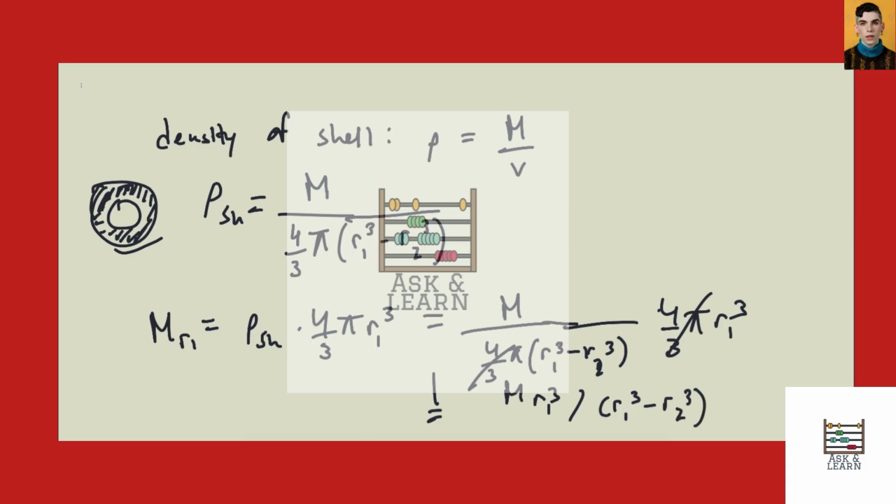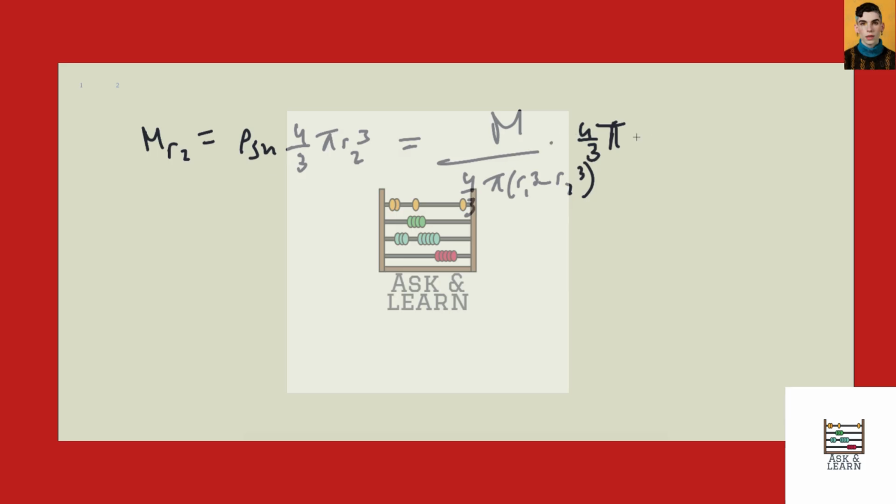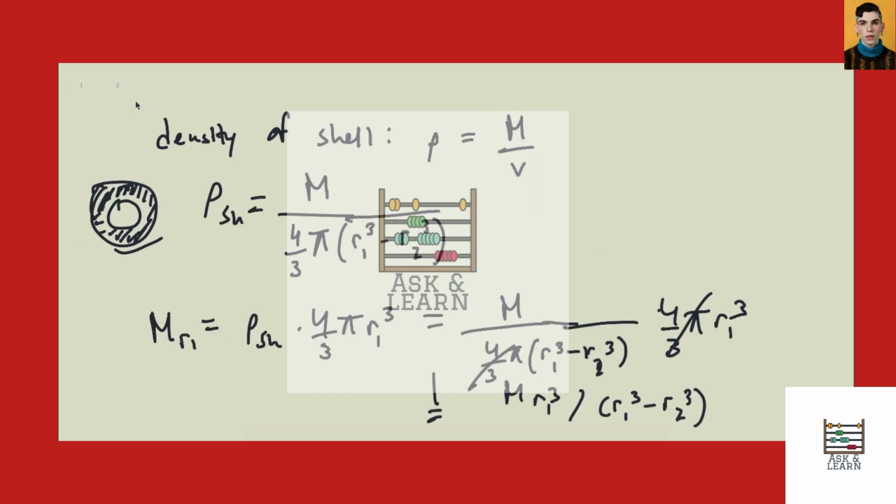Okay, and then the mass of the inner shell, M_R2, is rho shell again times 4/3 pi R2 cubed this time. In much the same way, M over 4/3 pi (R1 cubed minus R2 cubed) times 4/3 pi R2 cubed. That's a cubed over there, by the way. And so that gives you M times R2 cubed over R1 cubed minus R2 cubed. All right, so you've got those two masses.